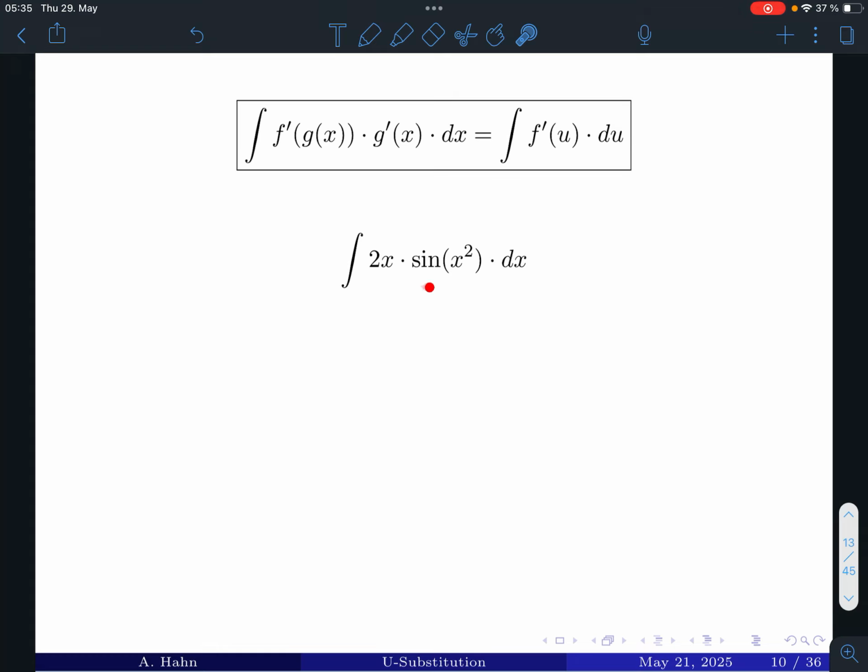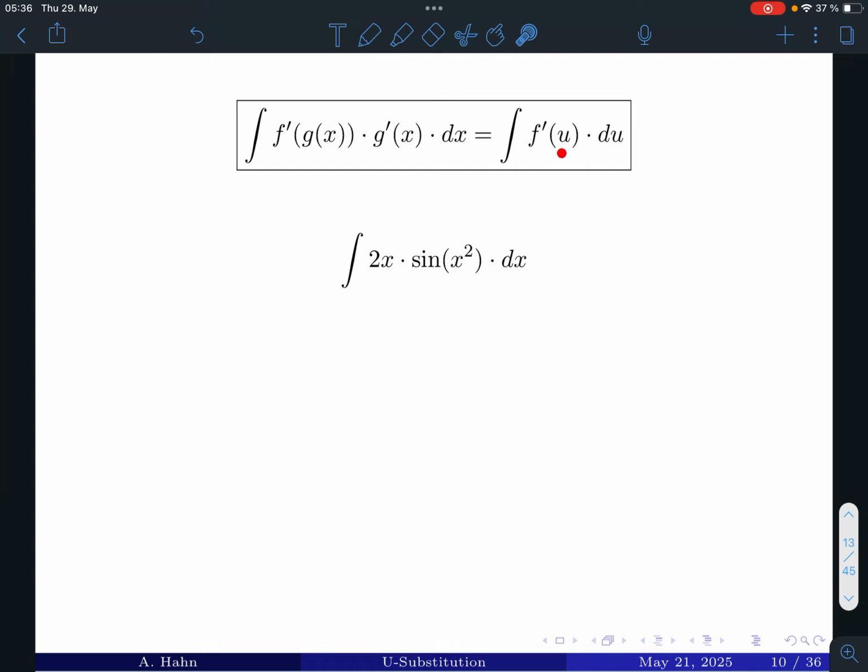If we look at this, we can think that sine of x squared is a composite function, and the inside of that composite function is x squared. The derivative of x squared is 2x. So it looks like this is a prime candidate for u-substitution. Let's write down all that we're thinking.